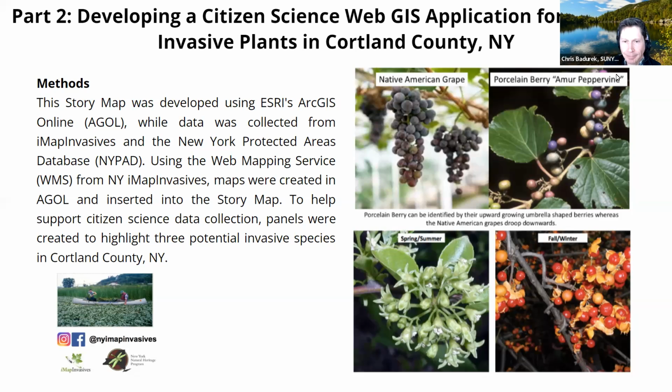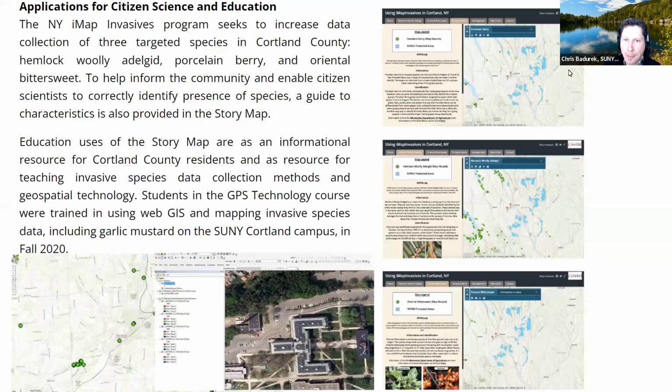Next slide. And this might be a little bit hard to see, but we created 3 different interfaces, web maps that show 3 different species that we wanted to identify: hemlock woolly adelgid, porcelain berry, and oriental bittersweet.